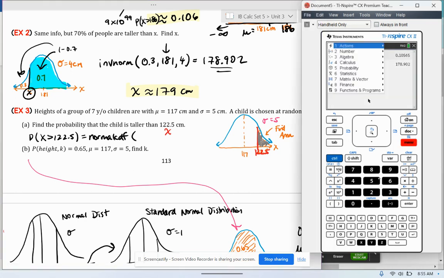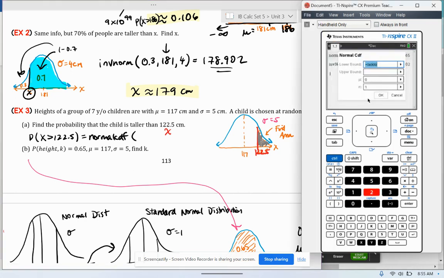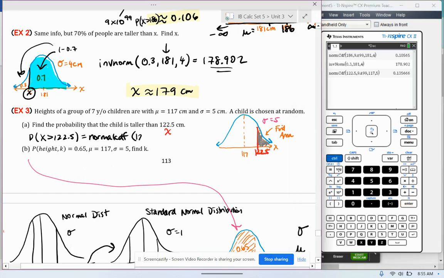I have my menu 5, 5, 2. My lower bound is 122.5. My upper bound is infinity. My mean is 117 and my standard deviation is 5. So we are typing all that in. We have 122.5, infinity, 117 and 5. And we would get 0.135666. I'm going to round the probability that a child is taller than 122.5 centimeters to 3 sig figs, 0.136. That's our probability. Okay.